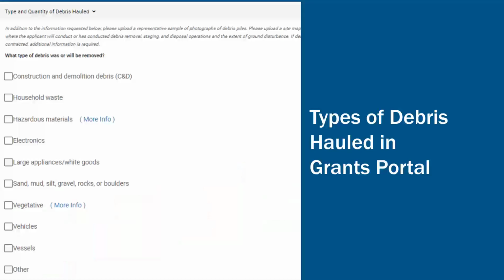And this is what it'll look like in the system. So you have your C&D debris, household waste, hazardous materials, electronics, large appliances, and white goods. So it's all broken down. And the questions for each of these categories look very similar to the general vegetative debris list that I showed you. So you'll recognize it once you get into the system.